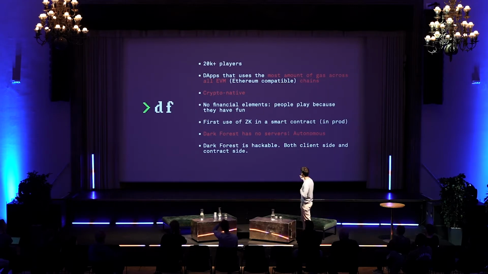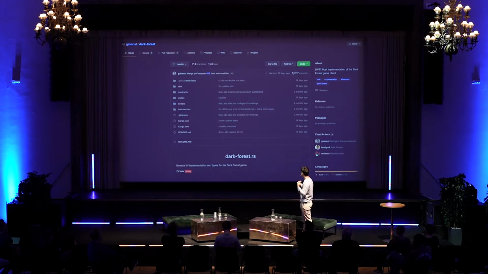There were no financial elements, so we know for sure that people played because they wanted to have fun, not because there was some incentive. It was the first use of zero-knowledge in smart contract in production. Again, production with caveat. We broke it many times. And yeah, Dark Forest was hackable, so it was client agnostic. People actually built different clients for Dark Forest. People could deploy smart contracts inside the universe of Dark Forest. And we played with this quite well. So this is Dark Forest Rust, built by Georgios at Paradigm. He rewrote Dark Forest in Rust in order to play faster.